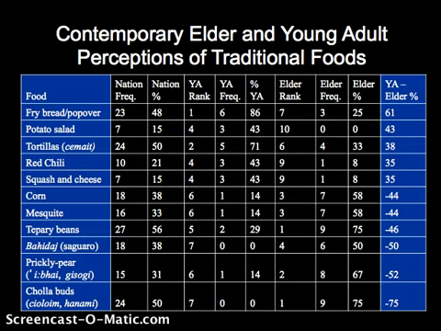You can see here from this relative percentage that young adults were much more frequently mentioning things like fry bread or popovers, potato salad, tortillas or chimichangas, red chili, and squash and cheese as traditional foods in comparison to elders. Young adults, and this was an arbitrary classification by me, are between 20 and 39 years of age. Elders would be those 60 and above. On the other hand, elders were much more likely to mention things like cholla buds, prickly pear, bayadach, tepary beans, mesquite, and corn in relation to young adults as a whole.